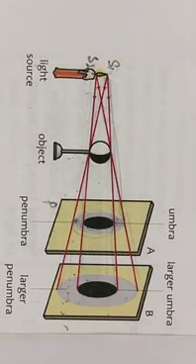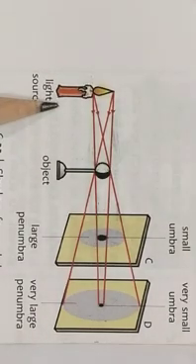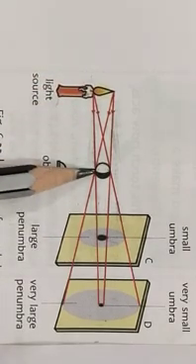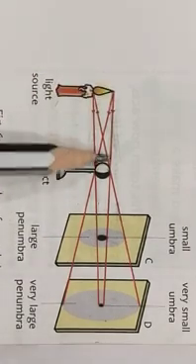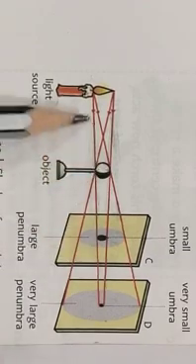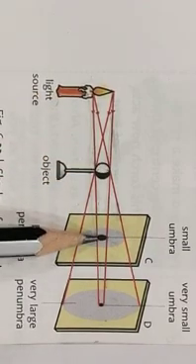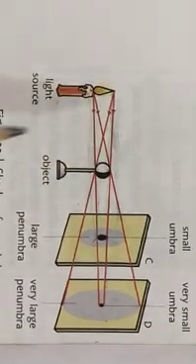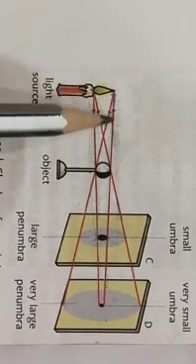Clear? Now the next case is what will be the kind of shadow formed when the source of light is larger than the object. Here you see we have a source of light larger than the object. Now light rays from here will travel and hit the screen over here. Understood? From one point we take two rays.